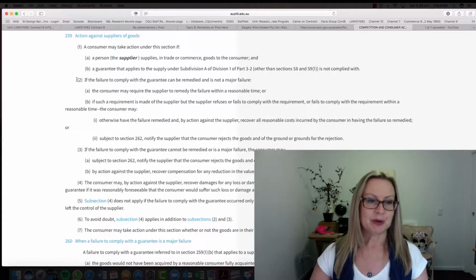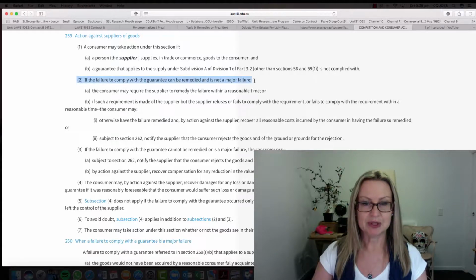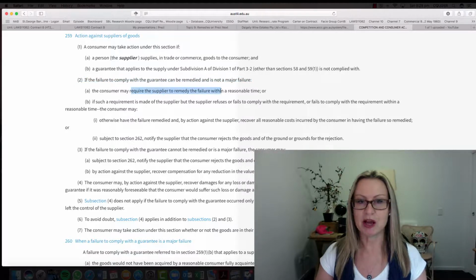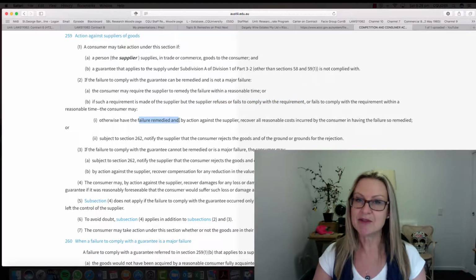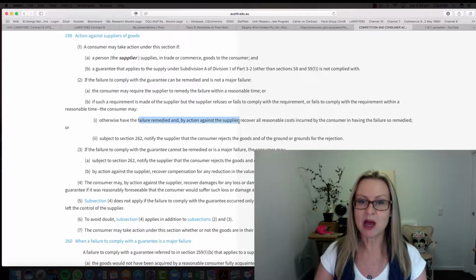Well, then we skip to section 259 sub 2, and under that provision you can require the supplier to remedy the failure within a reasonable time, or if the supplier refuses or fails to comply with that request, then you can go ahead and have the failure remedied by someone else, take action against the supplier, and get your costs of having the thing remedied by someone else paid by the supplier.